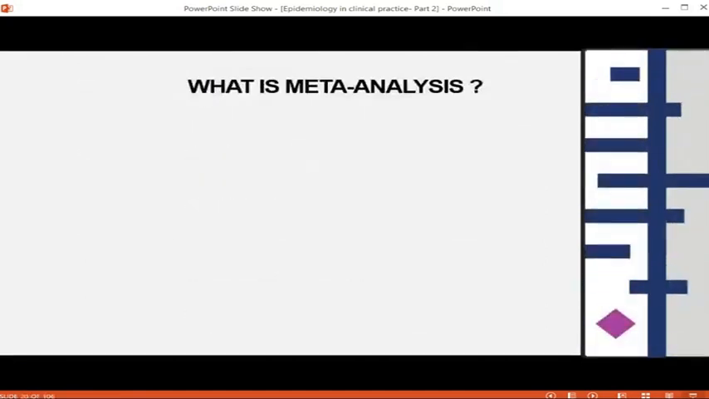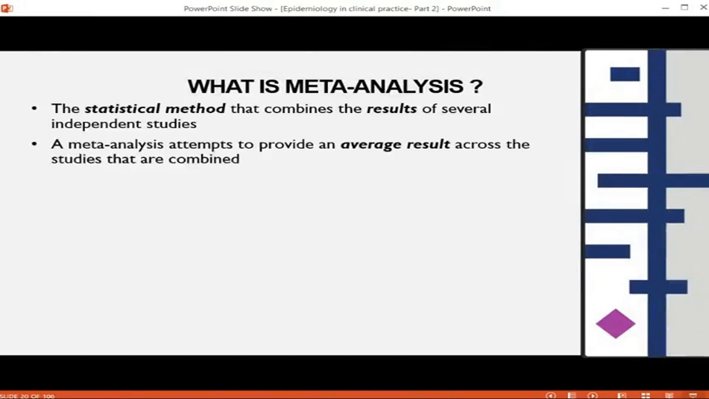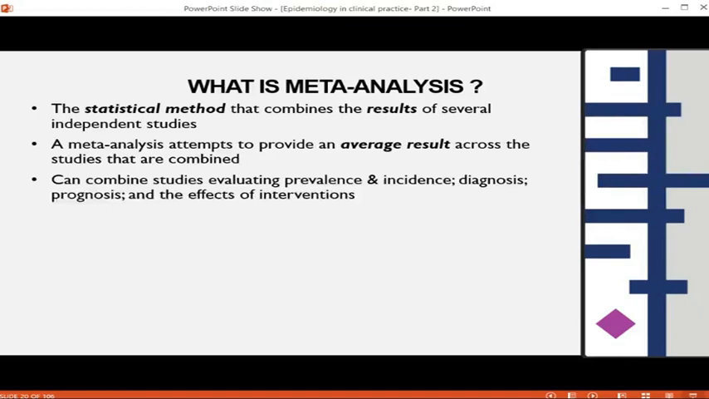Now, meta-analysis per se is only one optional part of a systematic review, right? It just refers to the statistical technique of combining the numerical results of the individual studies. And what it attempts to do is to say, across all these studies, on average, how does drug A compare to drug B for the outcome of death or for relapse or any other outcome? What is the average result across the trials? So you can use this method of averaging the results of meta-analysis for studies which have evaluated prevalence, incidence, diagnosis, prognosis, and the effects of the interventions.